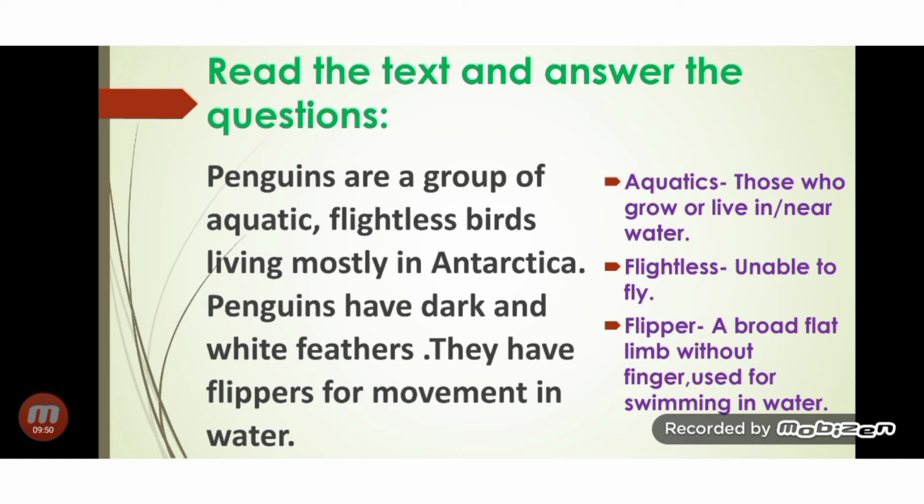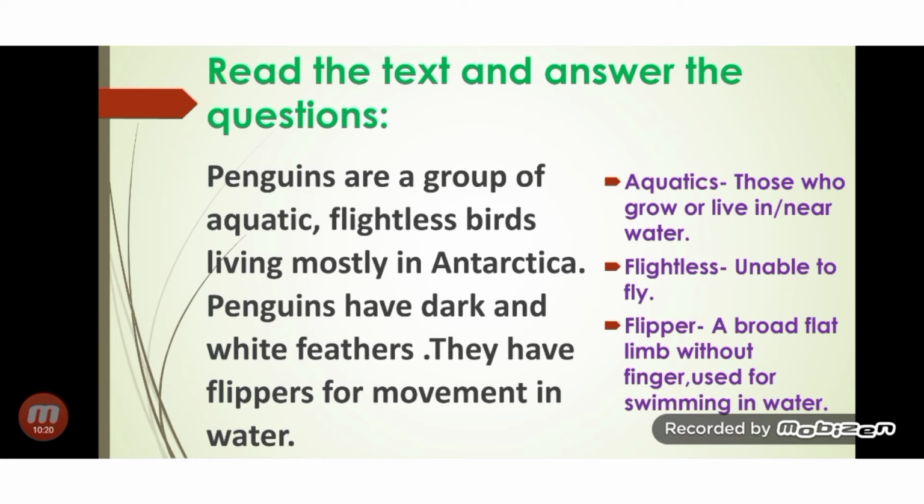You know, penguins are what? A group of aquatic. Aquatic means those who grow or live in or near water. And they are group of aquatic birds, and they are also flightless birds. Flightless means those birds which are not able to fly. These are called flightless birds.